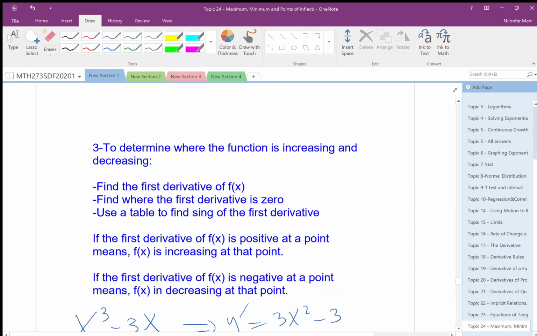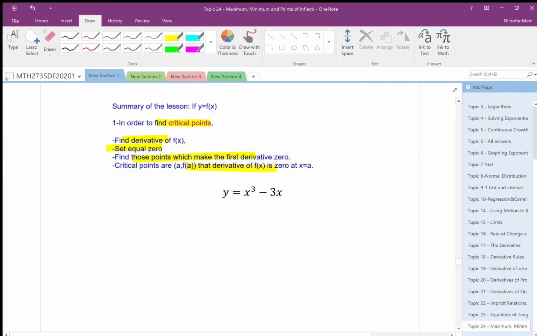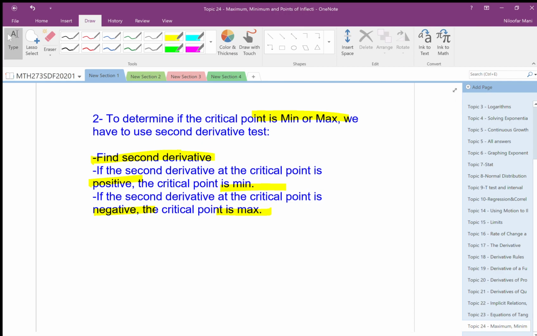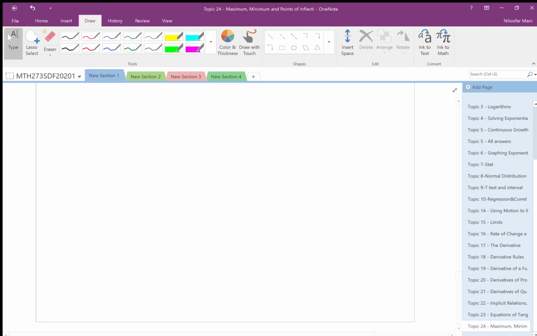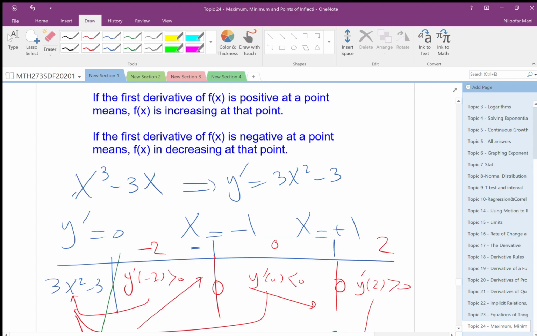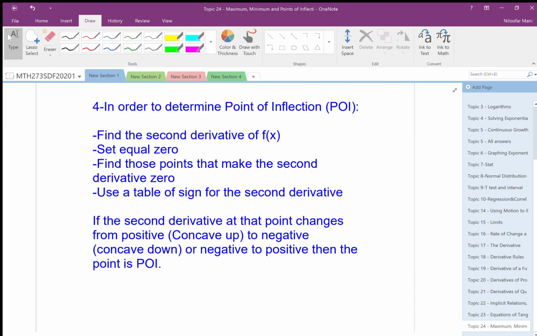So in order to find critical points, find the first derivative, put it equal to 0, then substitute in y and find y. Those are your critical points. How can I say they are maximum or minimum? I check the second derivative and substitute there. Second derivative positive, minimum; negative, maximum. For increasing and decreasing, it's this way.